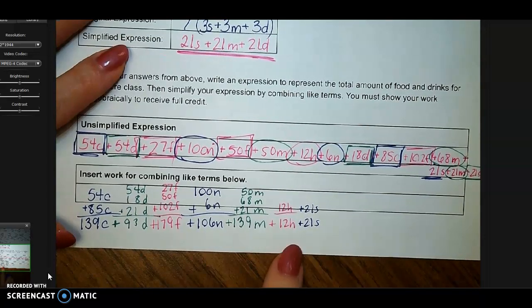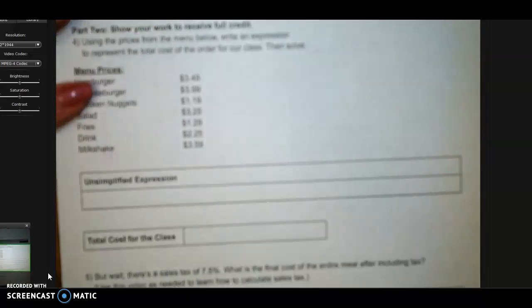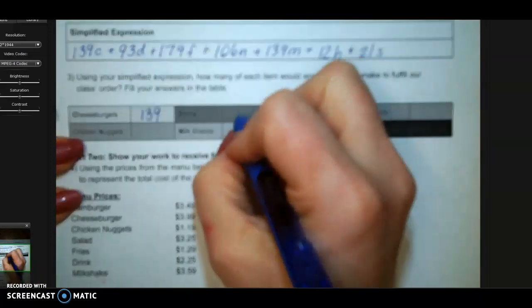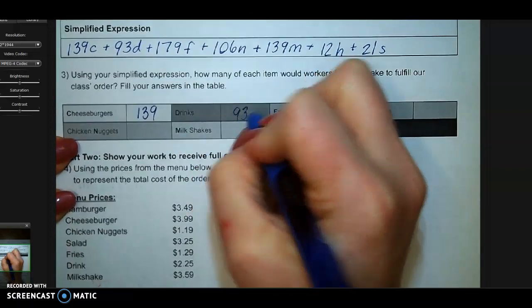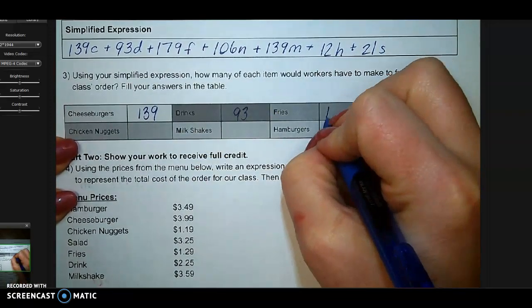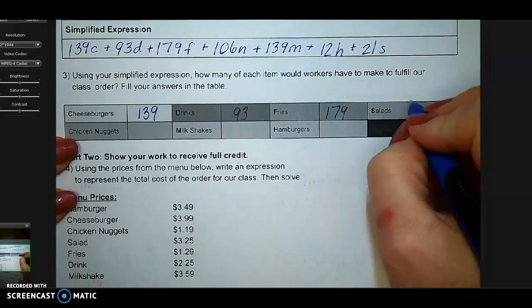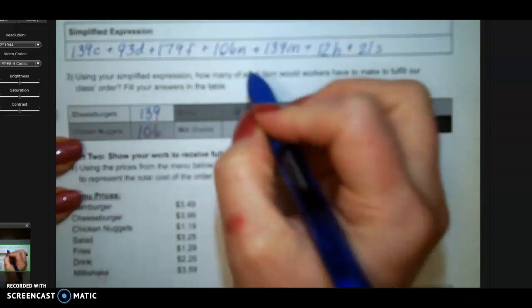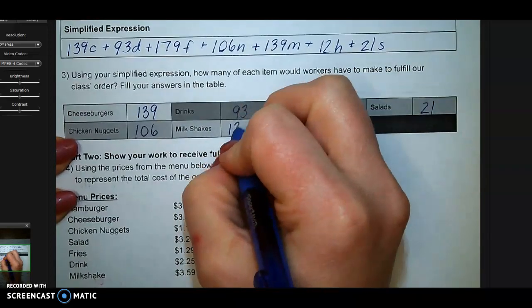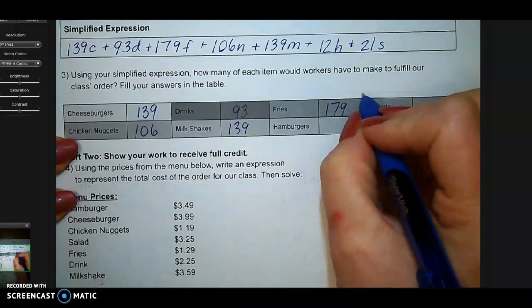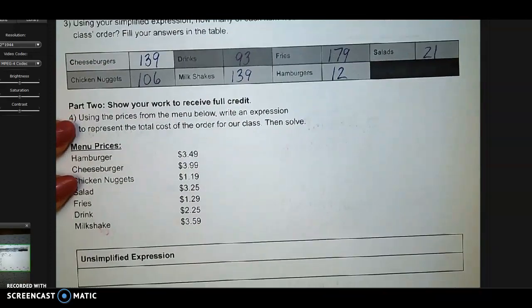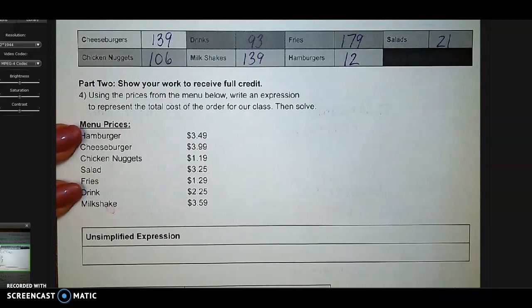When I flip over to the back, I'm going to take this and I'm going to fill in my chart. So I'm just taking that 139 from the cheeseburgers there. 93 drinks. 179 fries. My salads are right here. So these are in a little different order. So I just have to make sure that I pay close attention to my variables there. So now that I have that filled in, I know how many of each will be in my order.